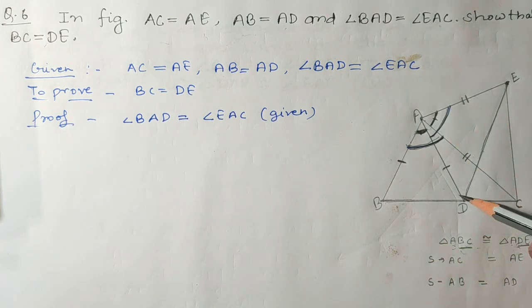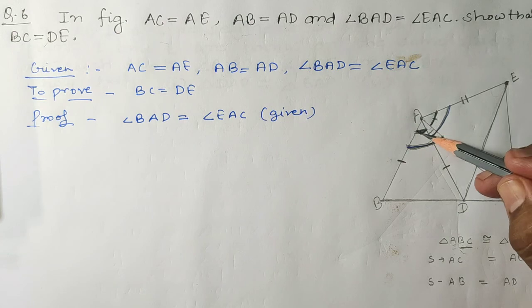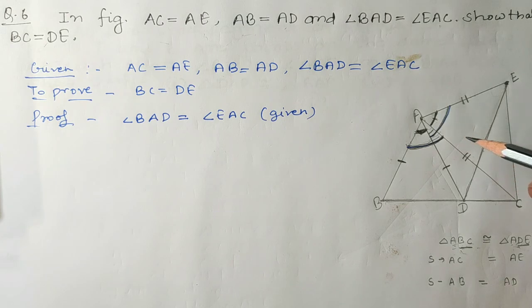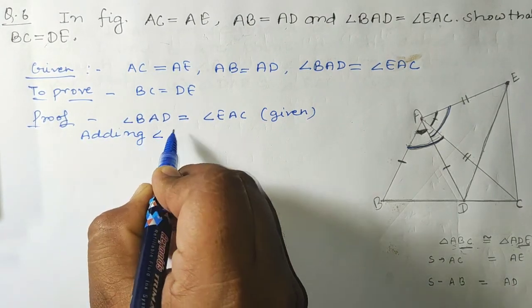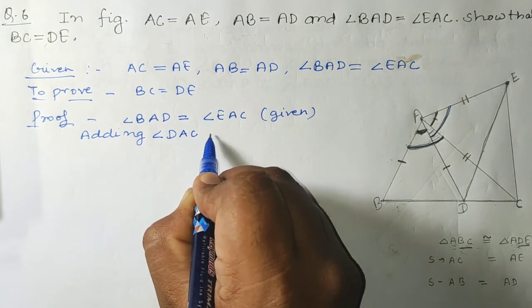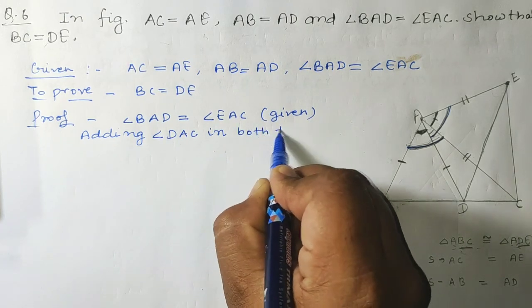Okay, so if we add the left angle, means angle DAC, see this portion, to these two angles, then angle BAD will become angle BAC, and angle EAC will become EAD. Okay, so I am going to add angle DAC on both sides.